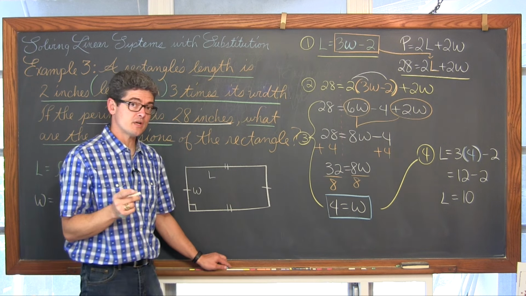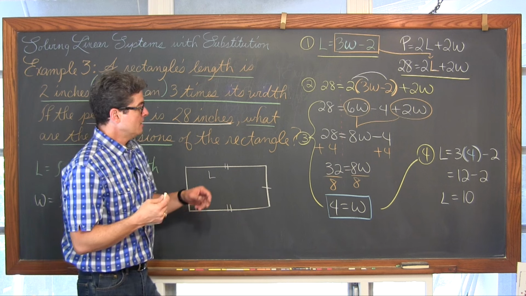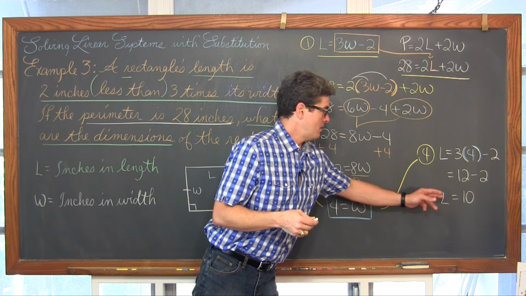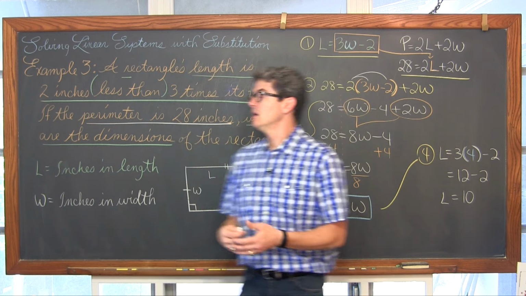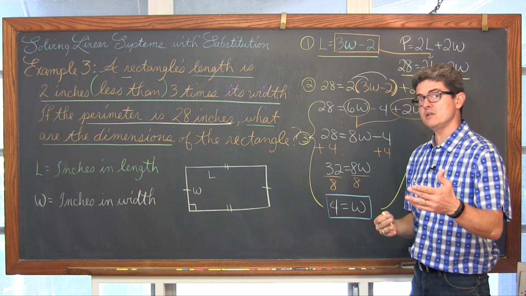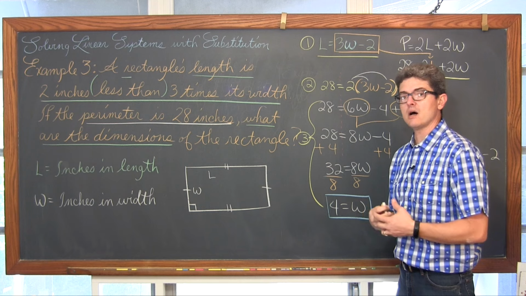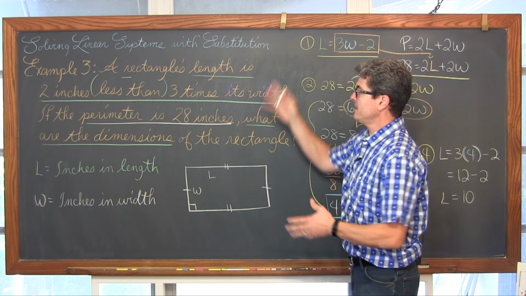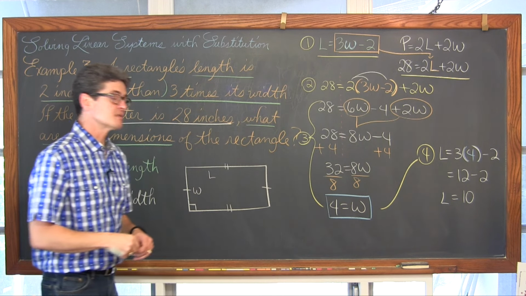So this checks out, and I'll put that check up there before we go on to the next problem. We have a width of 4, or W of 4, and an L of 10. When you're solving word problems, I am sure your teacher is going to require you to write your solutions, summarize them in the context of the problem. So I need to make sure that I write down exactly what this 4 and this 10 is.